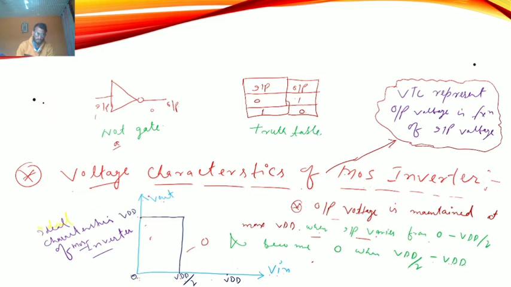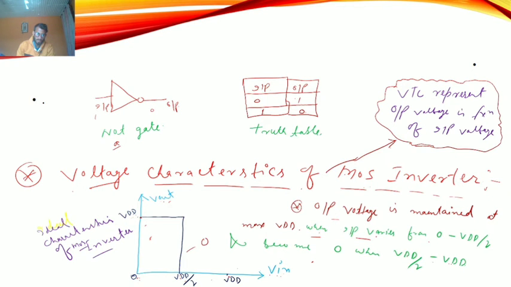In the ideal characteristics of this MOS inverter, the y-axis represents the output voltage V out, and the x-axis represents the input voltage V in. At the origin point the voltage is 0, and on the y-axis at this point is VDD, the drain voltage, and on the x-axis this is also VDD.